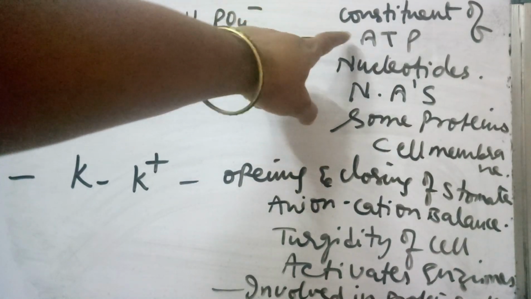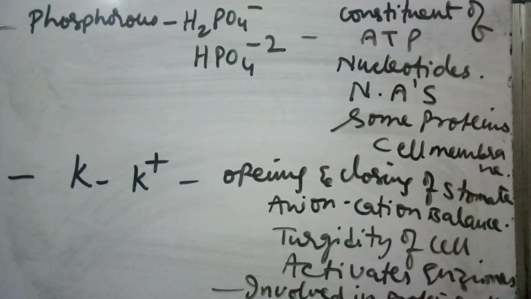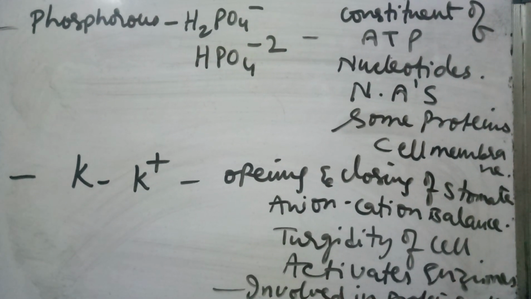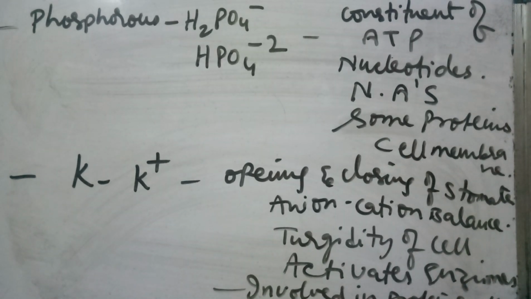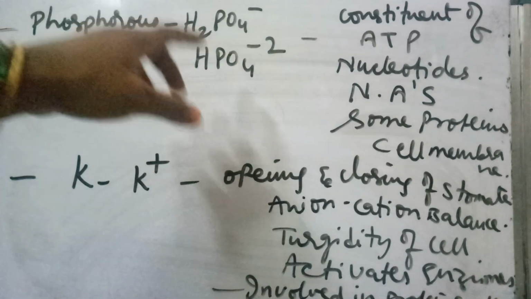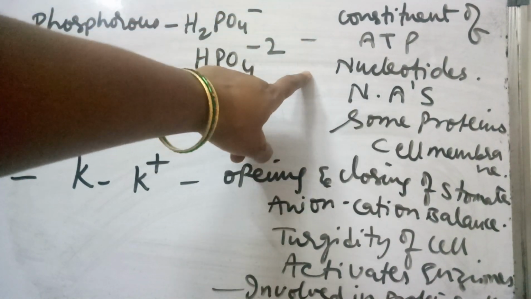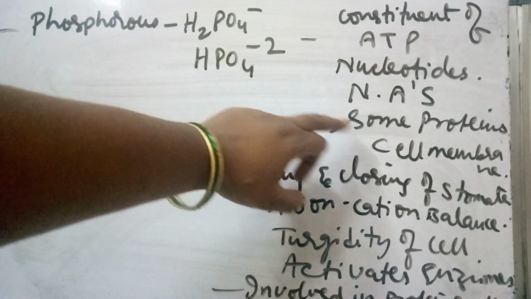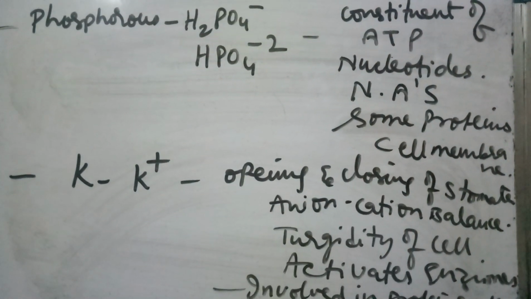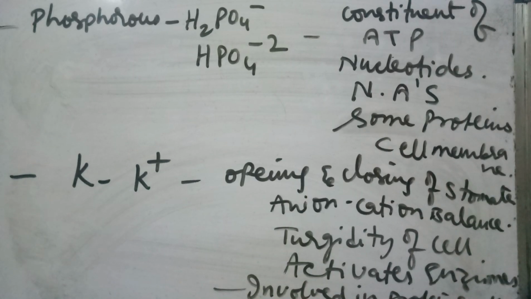And it is also a constituent of ATP, the energy currency. Already we discussed this. So phosphorus plays an important role because it is a constituent of ATP, nucleotides, nucleic acids, some proteins, and also the cell membrane. Phospholipids are present in the cell membrane.